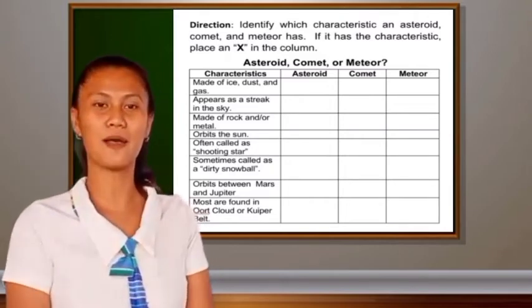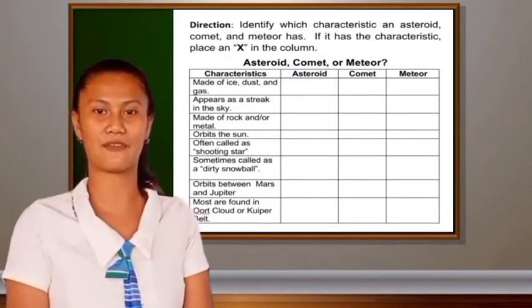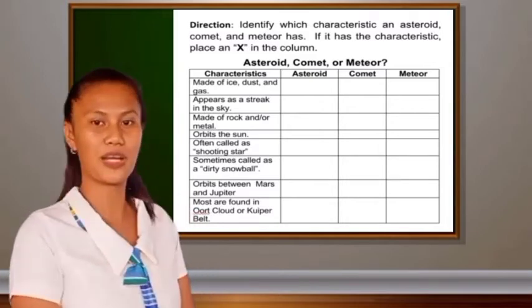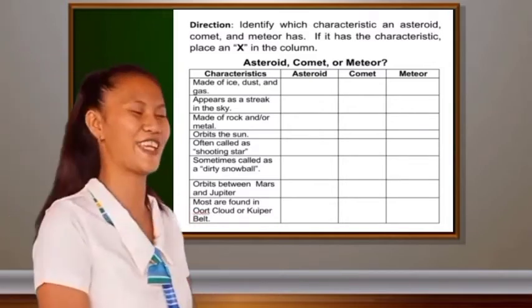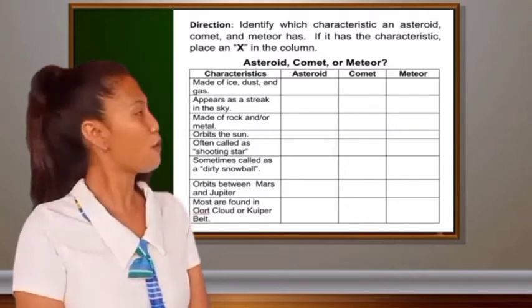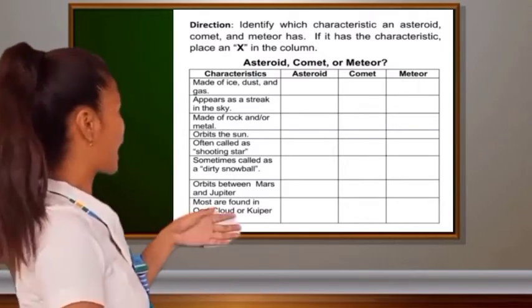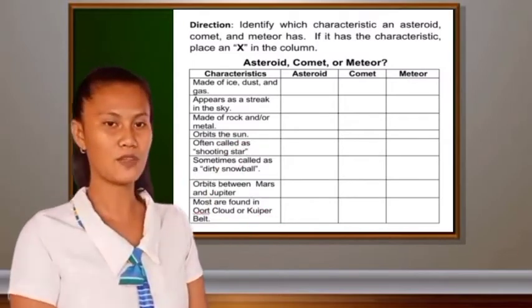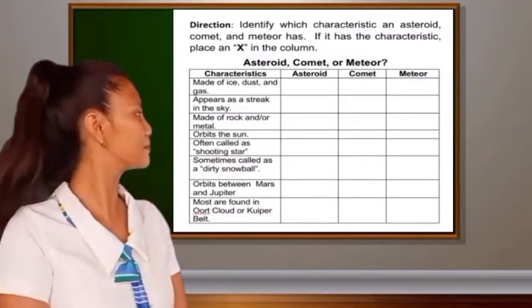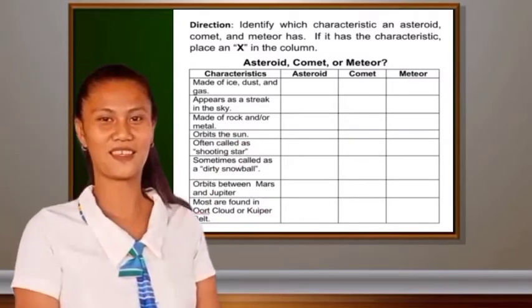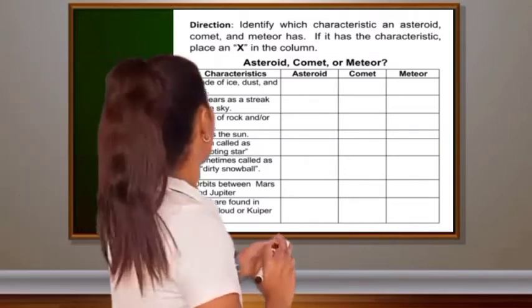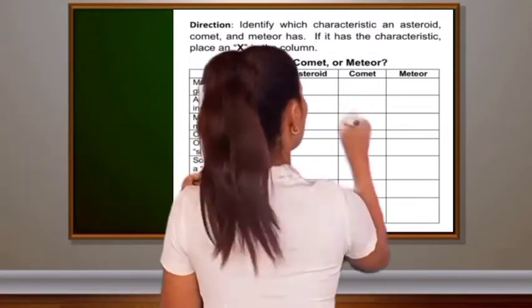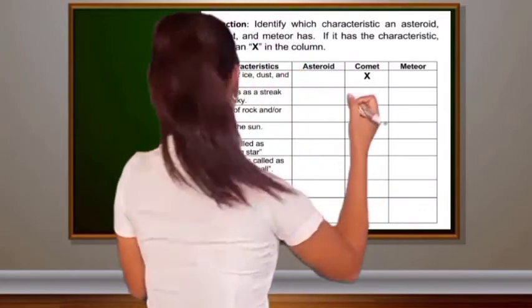Okay, so time is up. Please exchange your answers so we can have them checked. Are you ready, class? Okay, very good. So now the first characteristic is made of ice, dust, and gas. Group 1, what is your answer for this? Comet. Okay, very good, group 1. So this would be the characteristic.